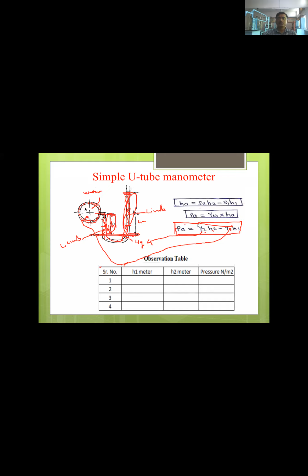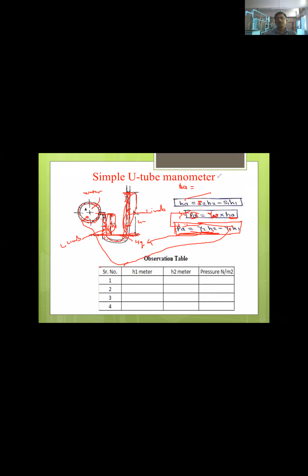There is another formula. This is one formula, and this is another way to find out the pressure intensity. Instead of finding the pressure intensity directly using this formula, in this method we first find out the pressure head, HA, by using this formula: h2 s2 minus h1 s1. Then we multiply that value by gamma w, that is the weight density of water. Once you multiply this weight density by this HA, you will get the pressure intensity, and both pressure intensities are the same. You can use either this formula or this formula.